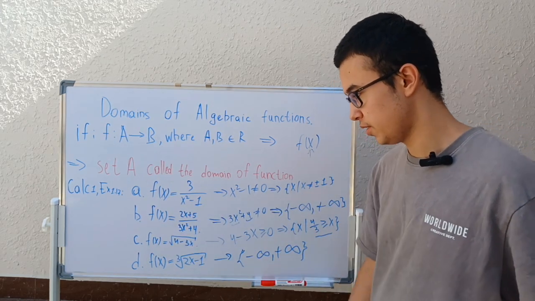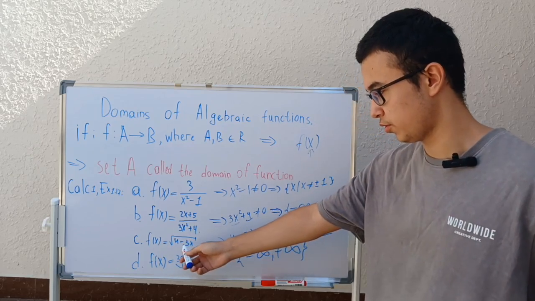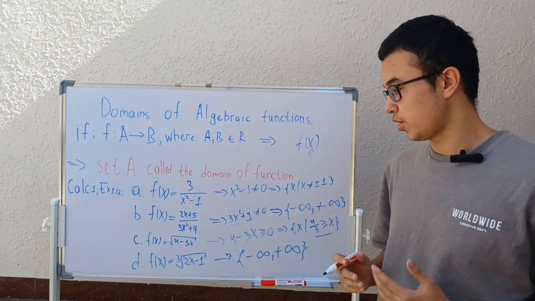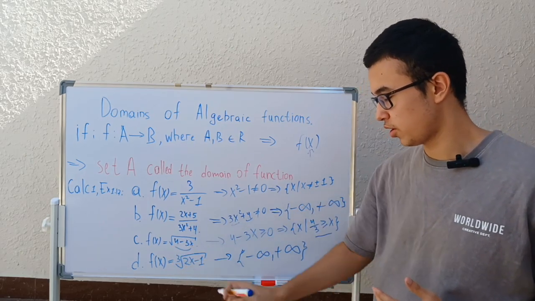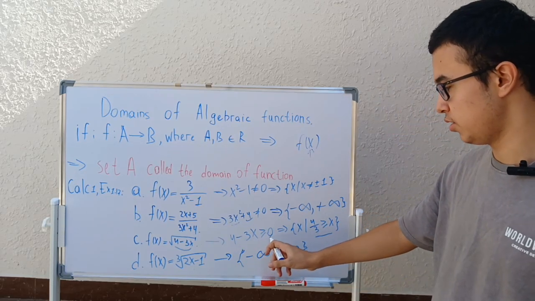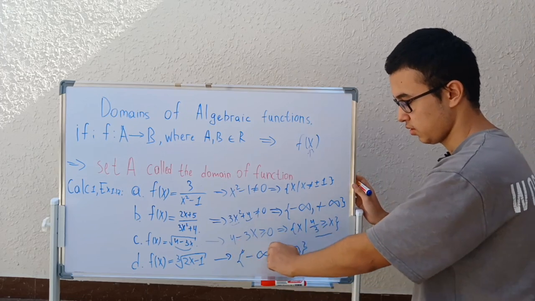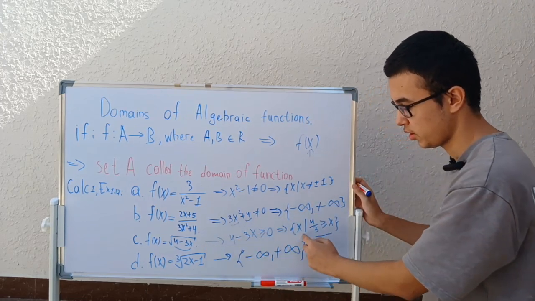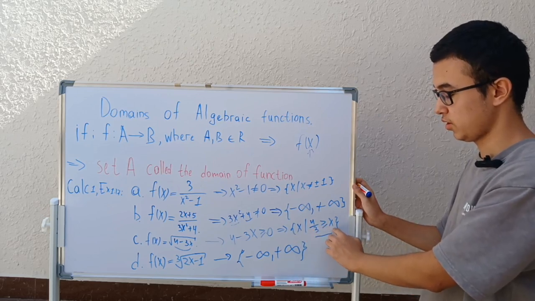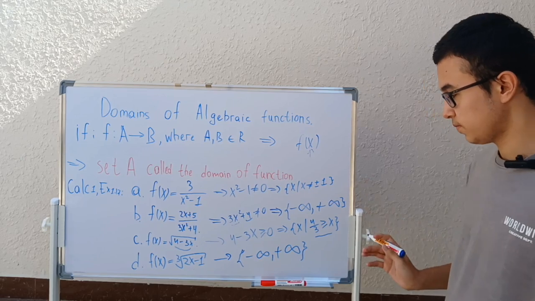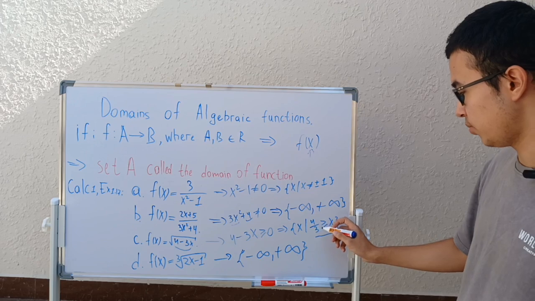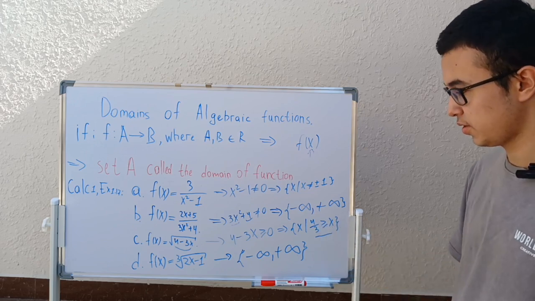For function c, f of x is equal to the square root of 4 minus 3x. Because the number inside a square root cannot be negative, we know that 4 minus 3x is at least 0, which means the domain is any x that satisfies the statement that 4 divided by 3 is greater than or equal to x.